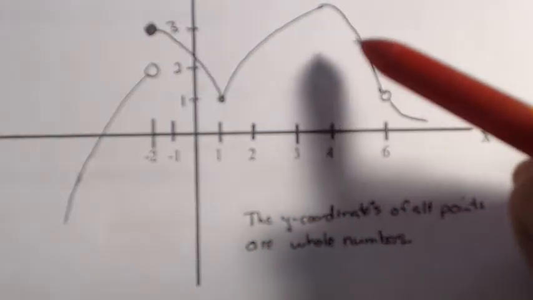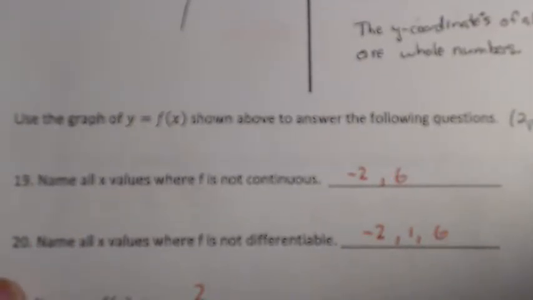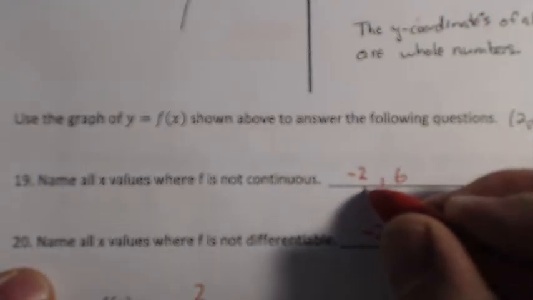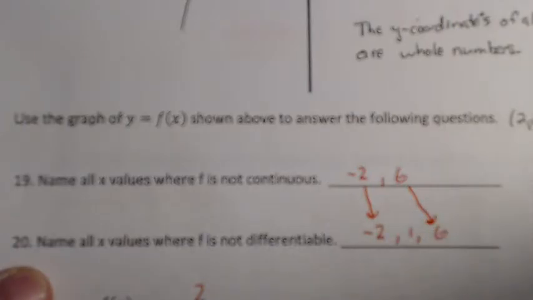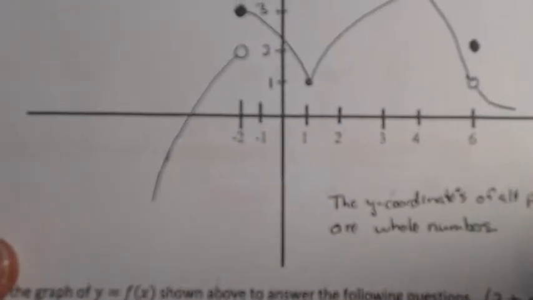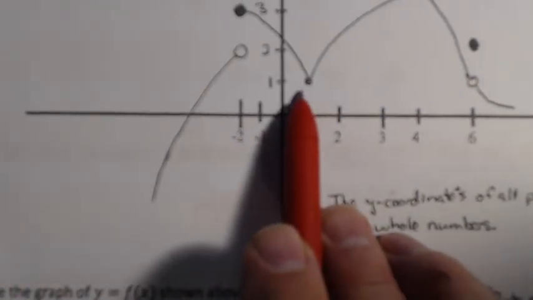negative 2 and at 6. So those are our answers. Then we want to know where it is not differentiable, it being the function on the graph. Well, you need continuity to have differentiability, so these two have to appear again. The negative 2 and the 6 will be there. But you also have other places where graphs are not differentiable. If you remember our earlier problem, vertical tangents, and also where graphs make sharp turns. This graph makes a sharp turn right here at x equals 1, so we add that to the list.